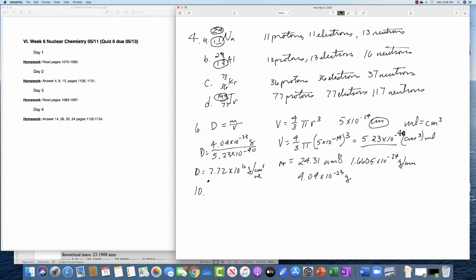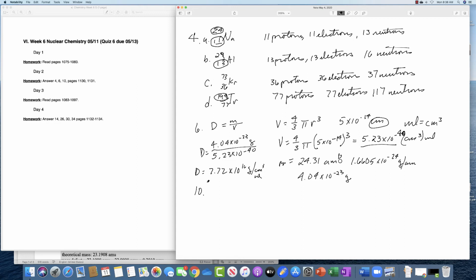Nickel 58, it's 28 for the atomic number, so that means we have 28 protons and 30 neutrons, and again, that's actually the stable form of nickel. Thallium 205, Tl, you'll find it just outside the transition zone, just to the right of the transition zone.